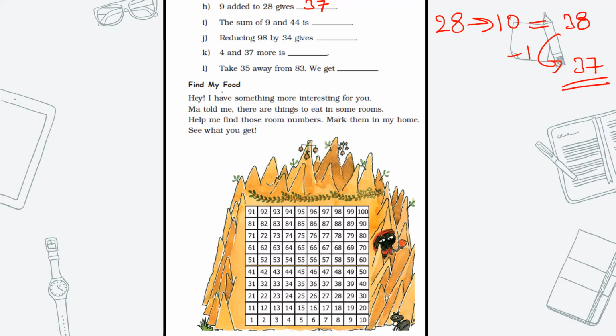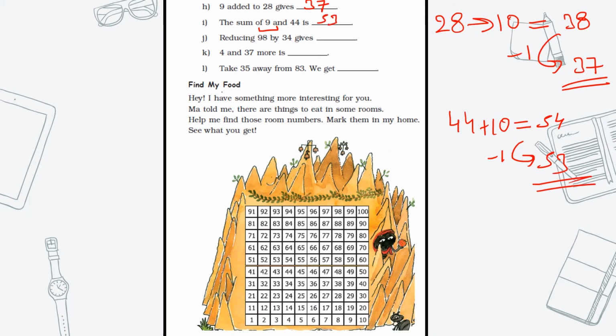Okay, now sum of 9 and 44. Same thing. 44 plus 10. We have 54. Less 1 because we need to add only 9. So we have 53 as our answer.